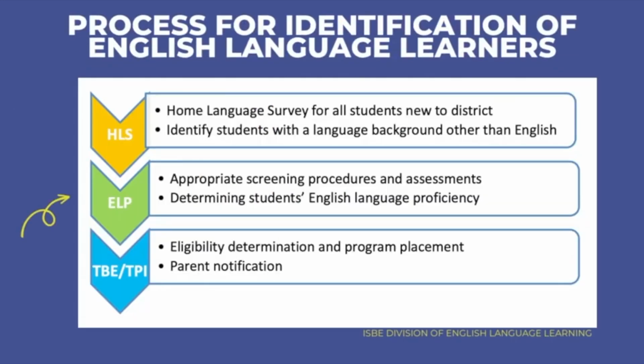Once a student with a language background other than English is identified, the student is scheduled to participate in an individual English language proficiency assessment to determine qualification for bilingual services. This assessment must take place within 30 days of enrollment.